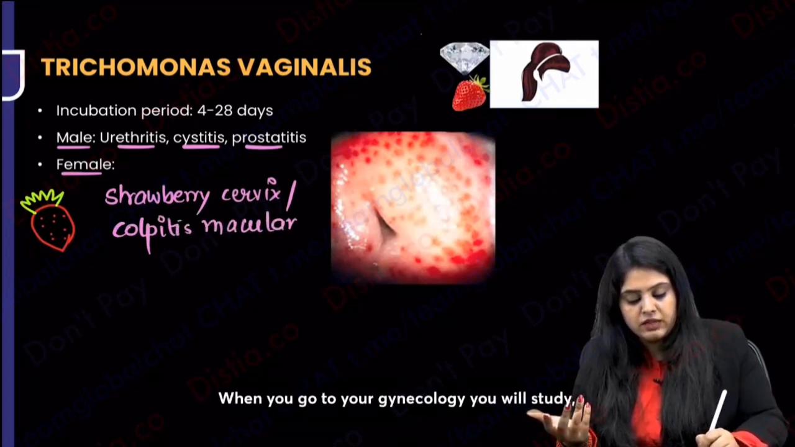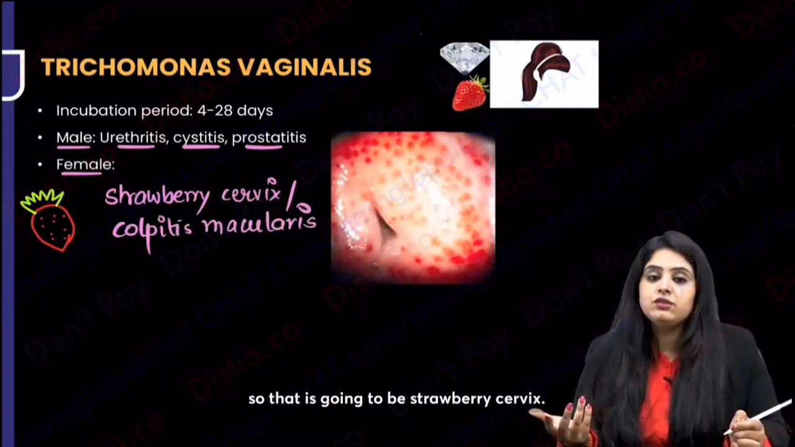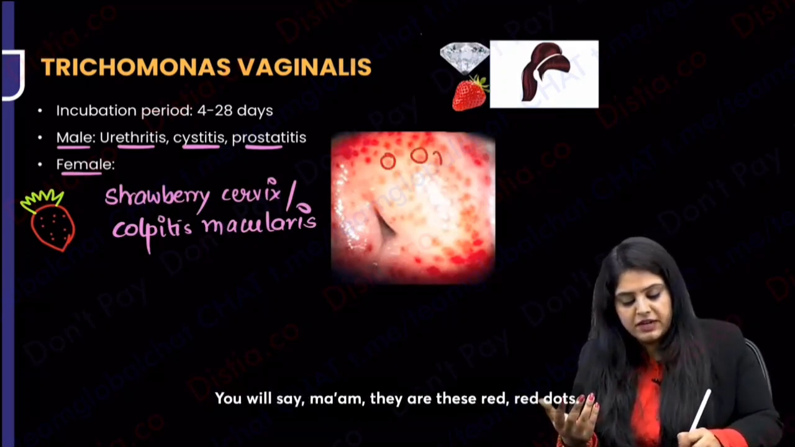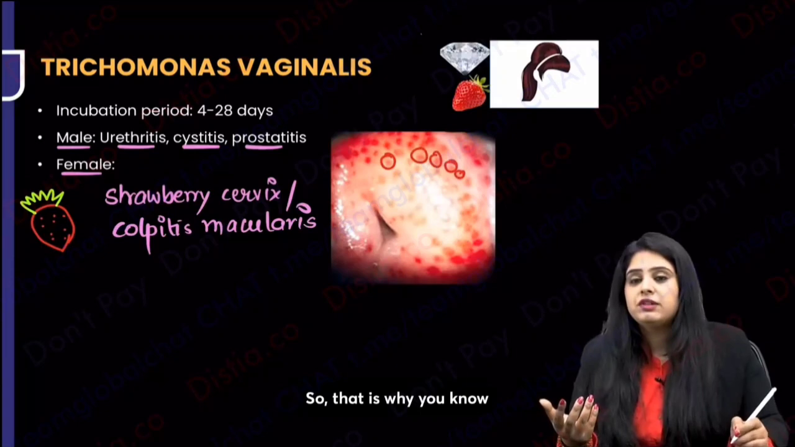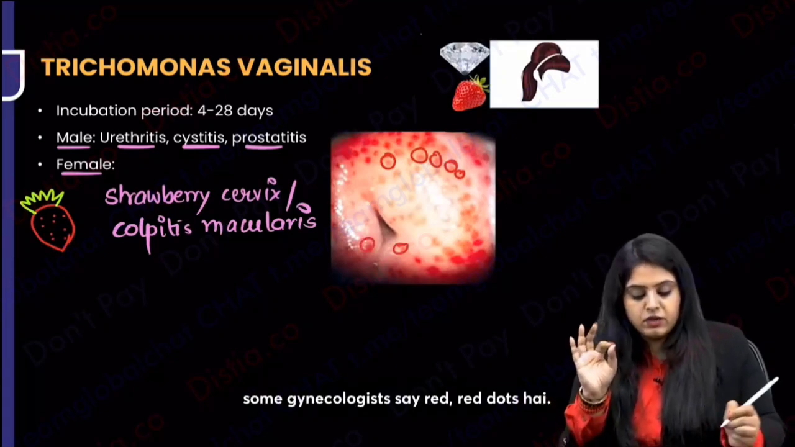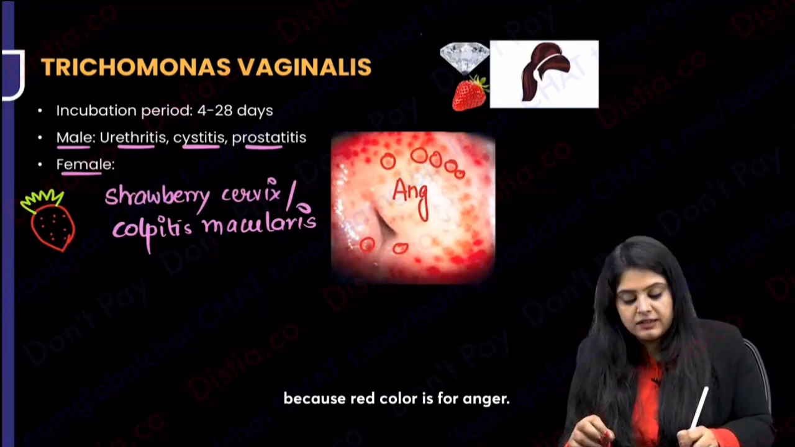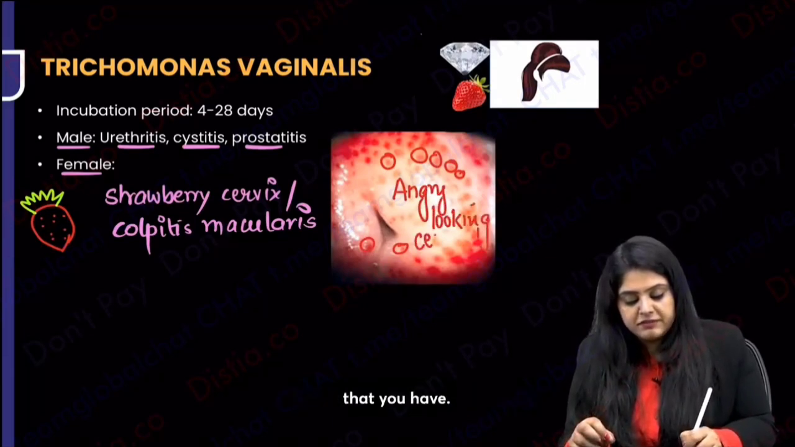When you go to your gynecology, you will study that this is going to be strawberry cervix. And what is strawberry cervix? You'll say, ma'am, there are these red dots. So that is why some gynecologists say the red dots make it look like an angry cervix, because red color is for anger, right? So it is going to be the angry looking cervix that you have.